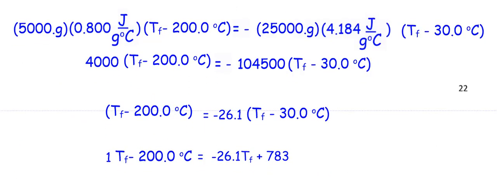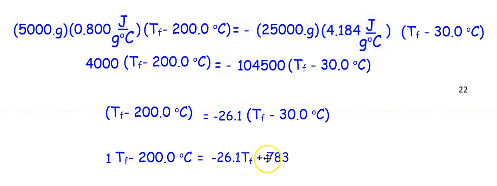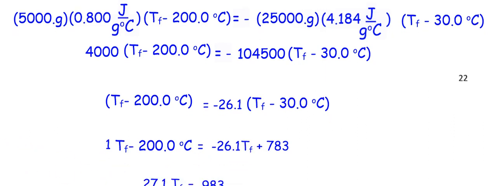Now I distributed, and look what happens when you distribute. What is this kind of number here? What's a negative times a negative? It's a positive. So now I'm going to combine both sides. Now this 1, all right, you probably just wrote that down. But if there is no coefficient in front of the TF, it's a 1, isn't it? So when I add 26.1 to both sides, I get 27.1 on both sides. There we go. And so then I divided both sides by 27.1.